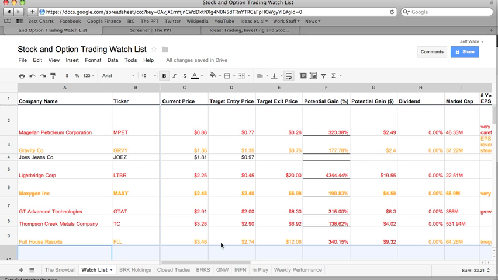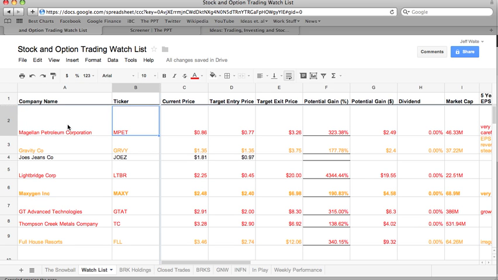stock ideas. So, when I find something that's interesting on the screener, I bring it in to this stock and option trading list. And you'll see, I just put in the company name, the ticker, current price, my target buy price, my target exit price. So again, we're really taking some time to define our trading criteria before we're stepping in, and that's something that's really important to me. I want to be looking for the big winners.